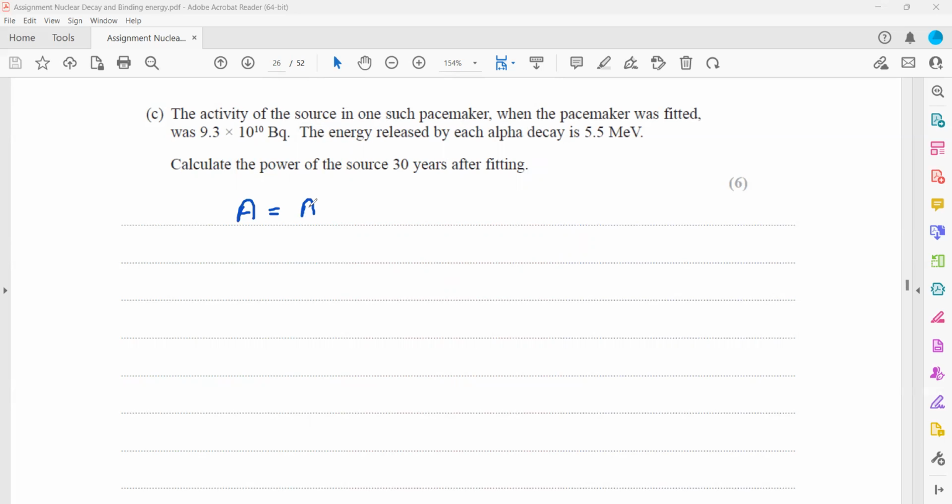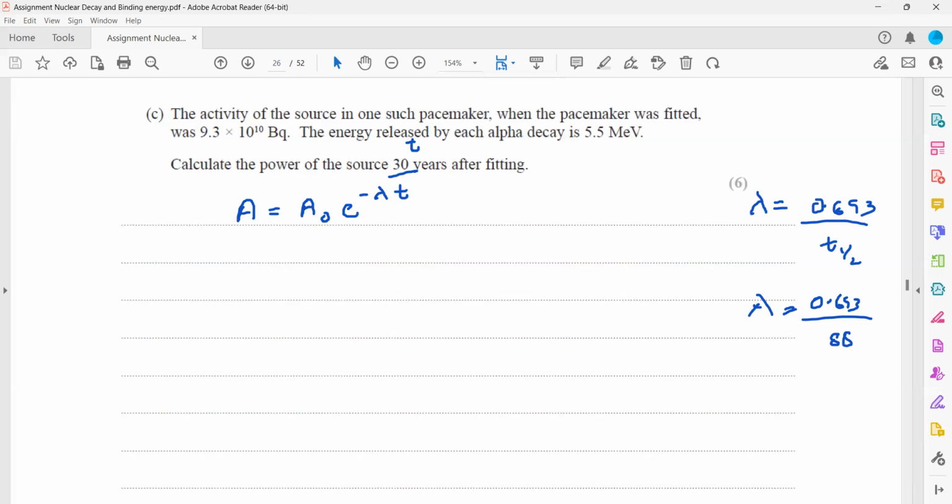So first we'll use the formula: the new activity equals original activity times e raised to power minus lambda t. We want the power after 30 years, so t is 30. But how to work out lambda? Lambda is the decay constant, which is 0.693 over half-life, so 0.693 over 88 years. Keep in mind, the unit of lambda and the time should be inverse of each other. If time is in hours, lambda should be in hour inverse. If time is in seconds, lambda should be in second inverse.